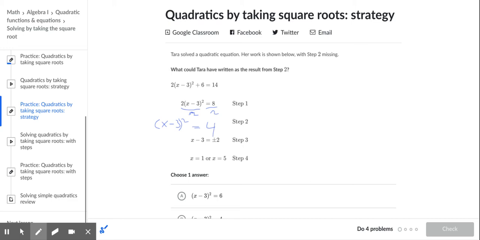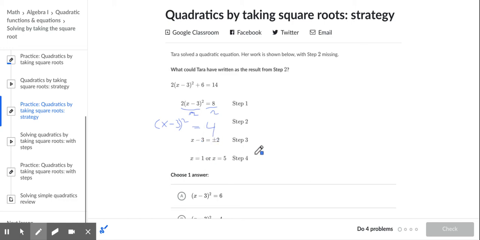And then if I want to think about, okay, does that make sense with the next step? How would they get from here to here? Hopefully we can see that to get from here to here, you just need to take the square root of both sides, right? If I take the square root of this side, I'm just going to get rid of that squared. So I'm going to have x minus 3 left. And the square root of 4 is 2, specifically plus or minus 2, right?